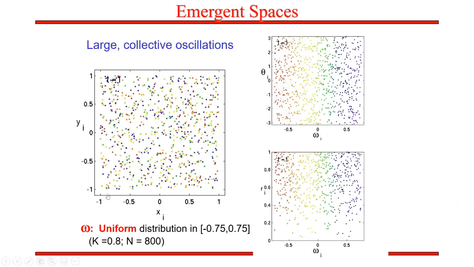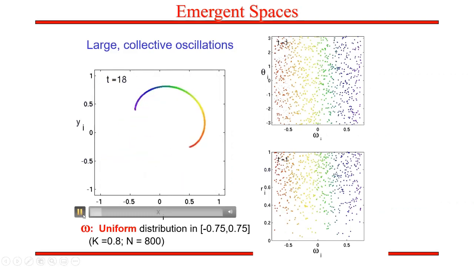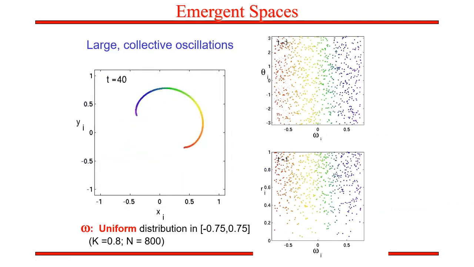I kind of knew just how to color them so that if I run them, you will see that they very quickly organize themselves along this curve. And then as time goes on and the curve is evolving, this order along the arc length of the curve persists. Turns out that the color has to do with the heterogeneity of the oscillators. Each one of them has a different intrinsic frequency.